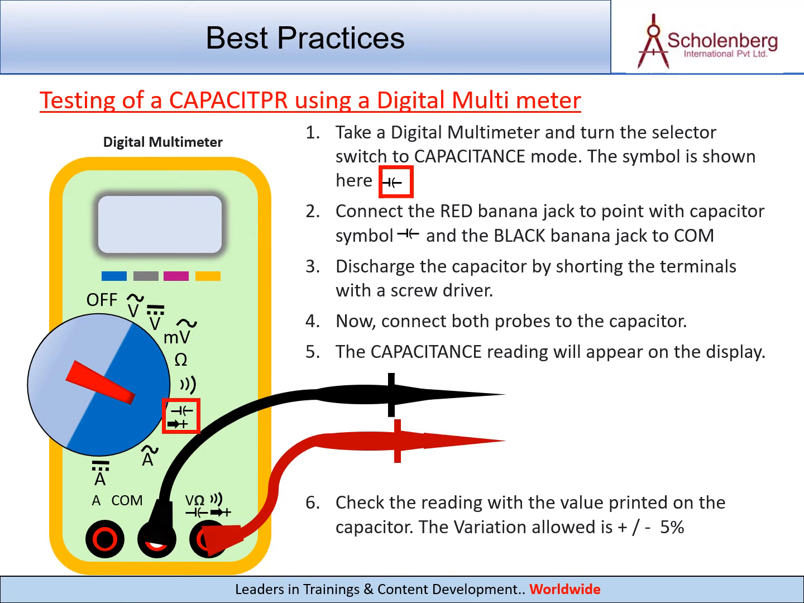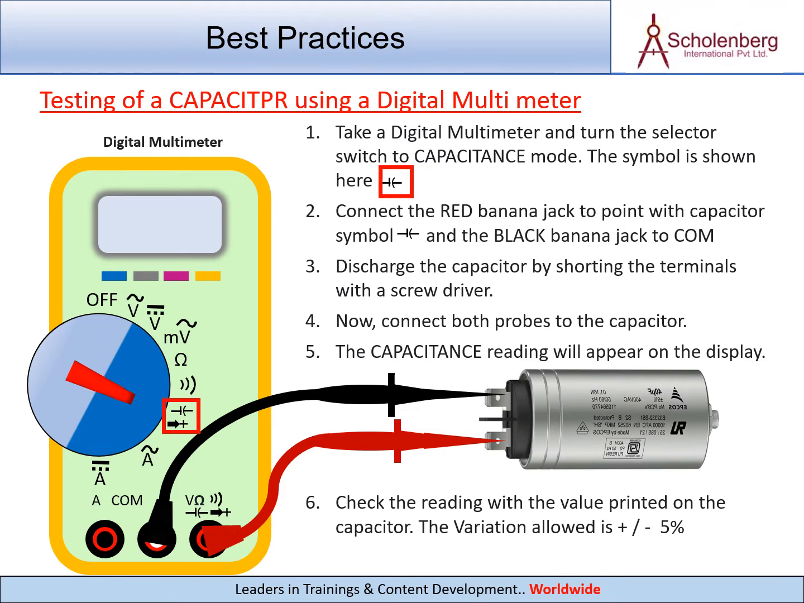3. Discharge the capacitor by shorting the terminals with a screwdriver. 4. Now, connect both probes to the capacitor. 5. The capacitance reading will appear on the display. 6. Check the reading with the value printed on the capacitor. The variation allowed is plus or minus 5%.